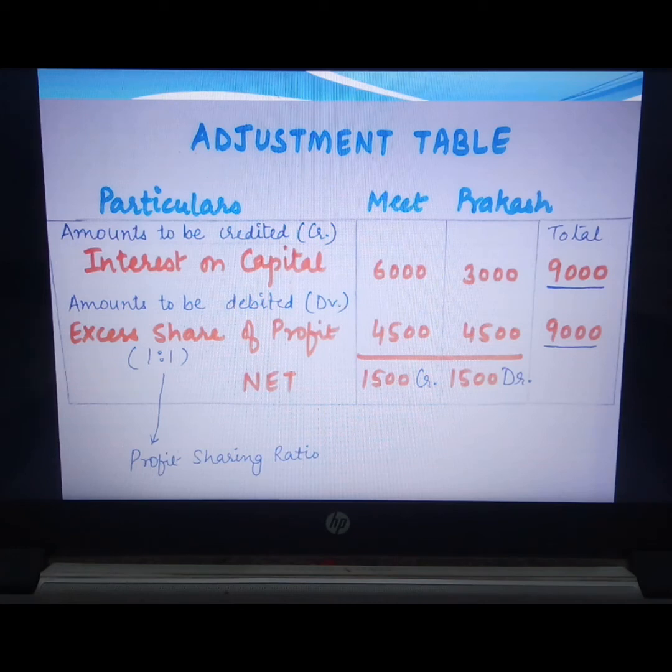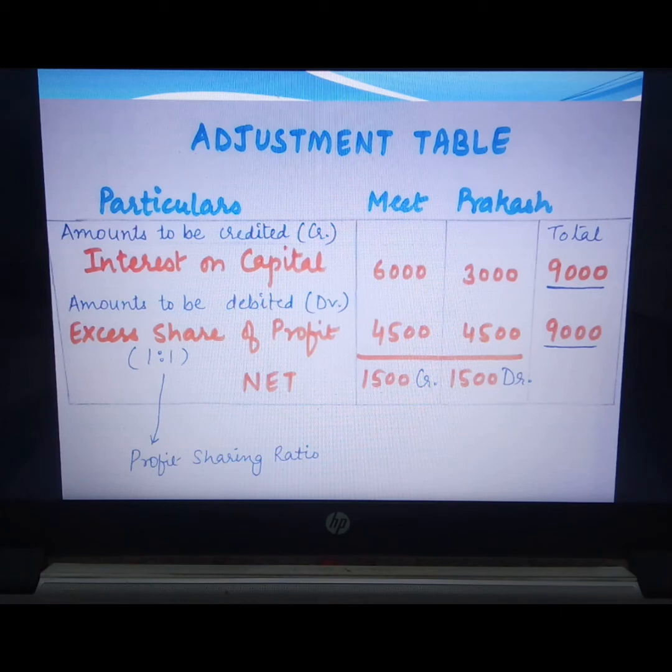Now look at this carefully. In case of Meet, it was to be credited by rupees 6,000, जो हमने नहीं किया था, but we had already distributed the profit to him. Now to correct that, his account will now be debited with rupees 4,500. Similarly for Prakash, his account has to be credited with rupees 3,000 and debited with rupees 4,500.